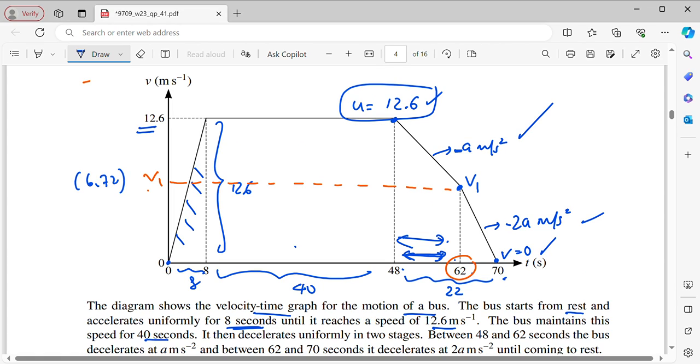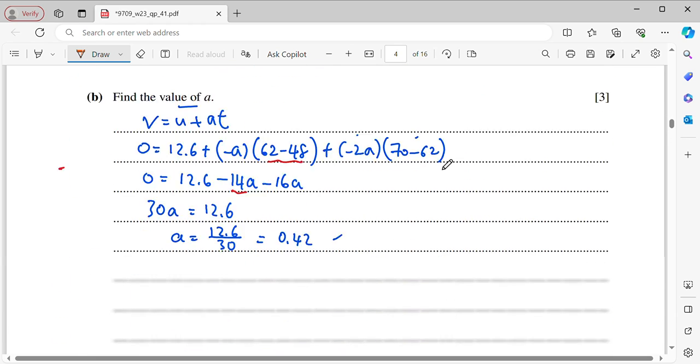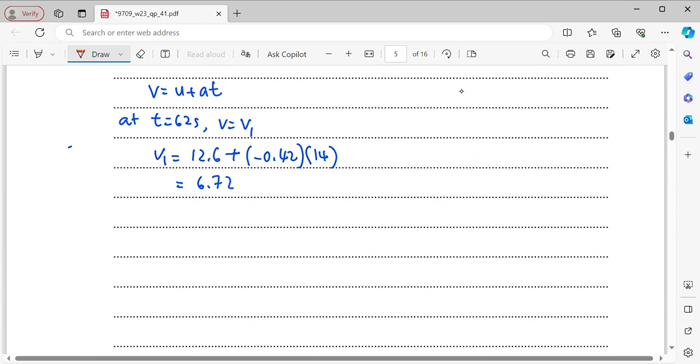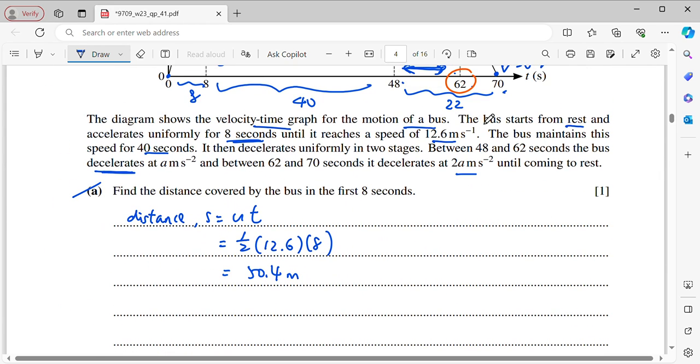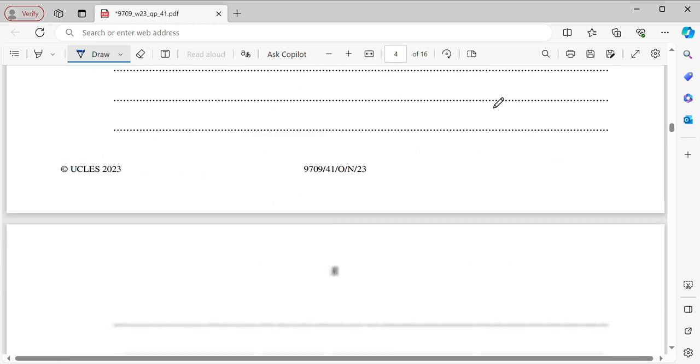So the distance is basically the area under the curve. So now I have to find four distances, which are first, second, third, and fourth. So now just find the area under the curve, so the total distance. The first one I have found is 50.4 just now. See here, 50.4.